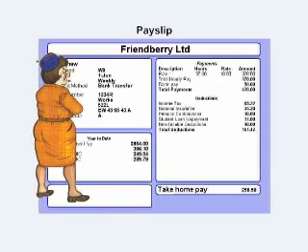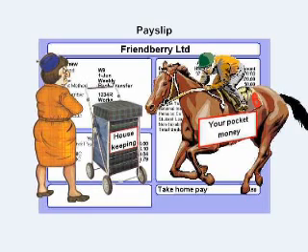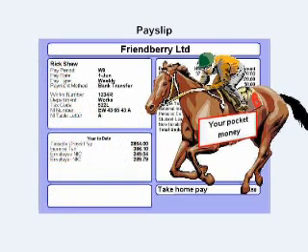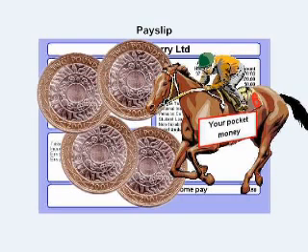Now enter the missus. She wants the housekeeping, which could be any amount, depending on her style of housekeeping, careful or spendaholic. Finally, what is left is for you. Your pocket money, if you like. And this amount varies greatly according to the amount taken for housekeeping.